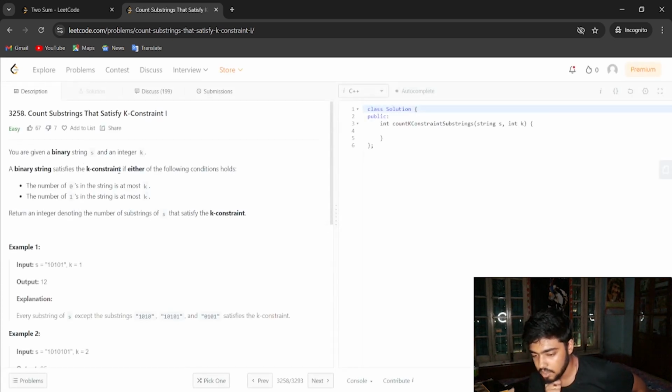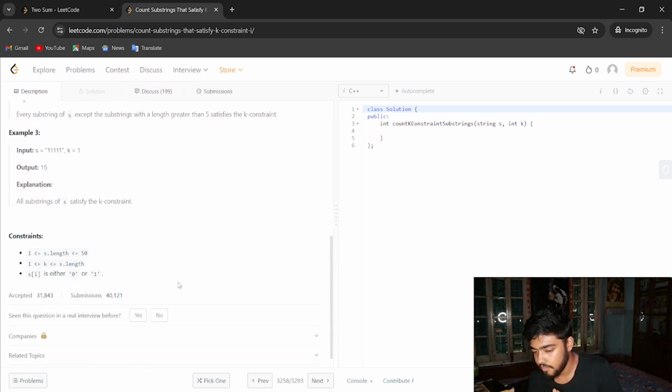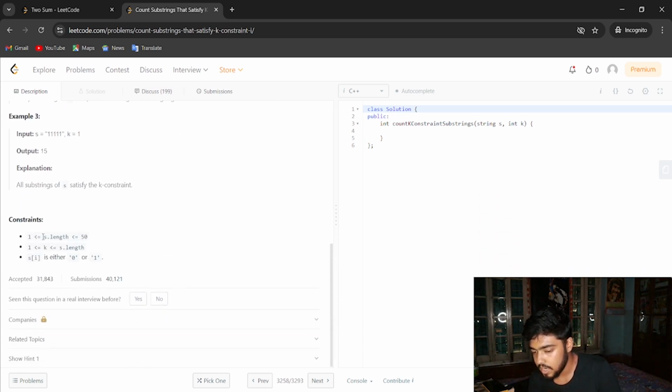So it says that you're given a binary string s and an integer k. So let's go directly, I won't explain the whole question, how to solve it. I'll get into the constraints directly. You can see that the constraint is less than or equal to 50, 1 to 50. So it is very much clear from here that you can use big O n squared.